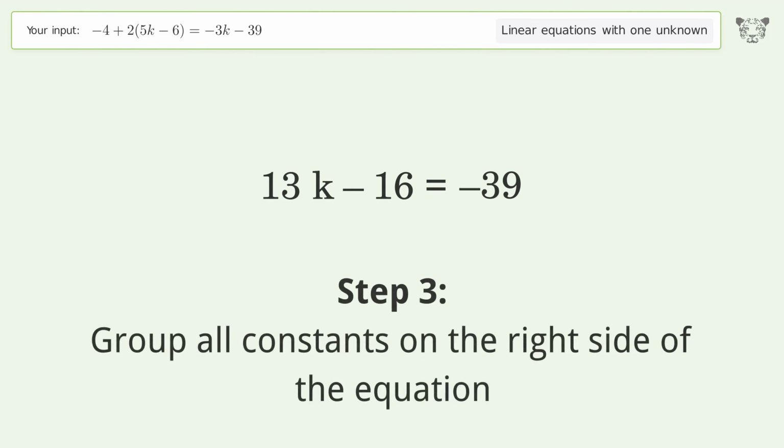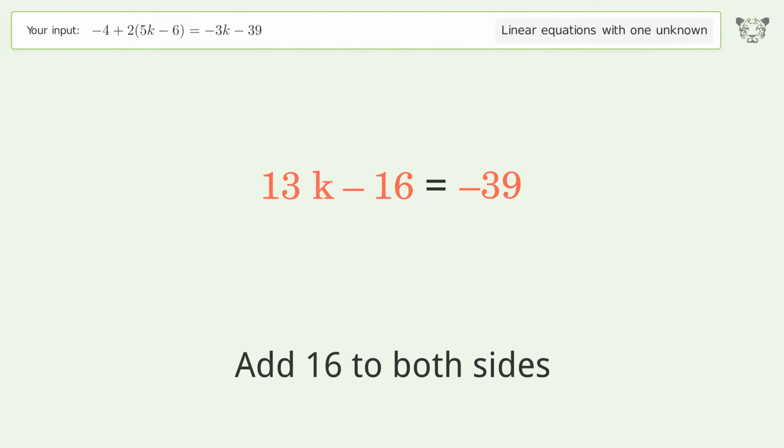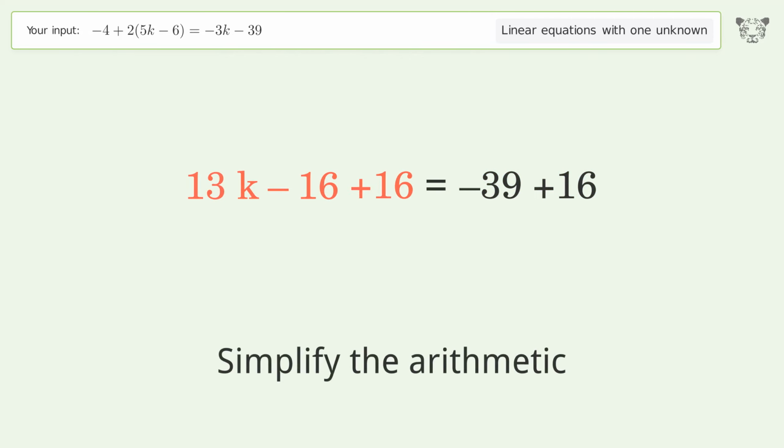Group all constants on the right side of the equation. Add 16 to both sides. Simplify the arithmetic.